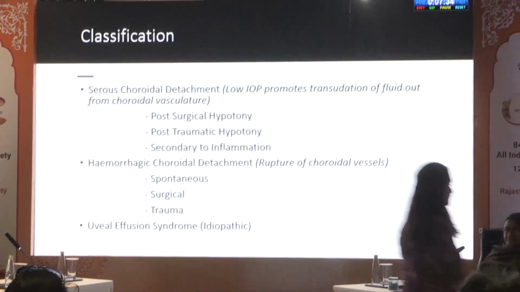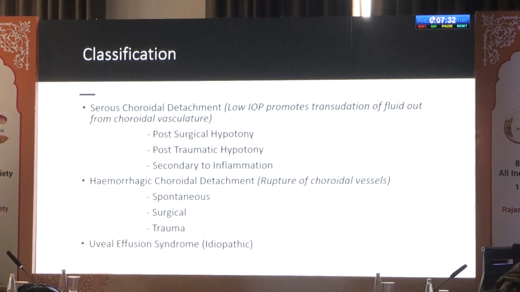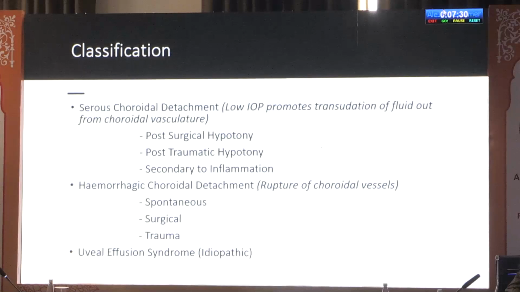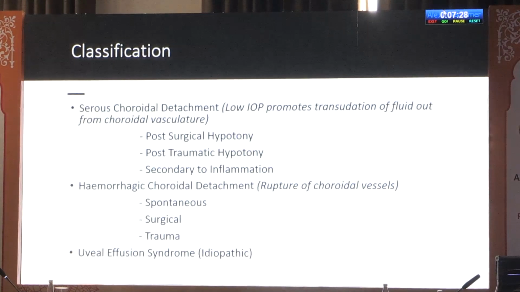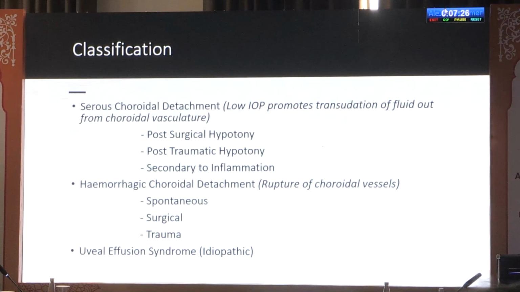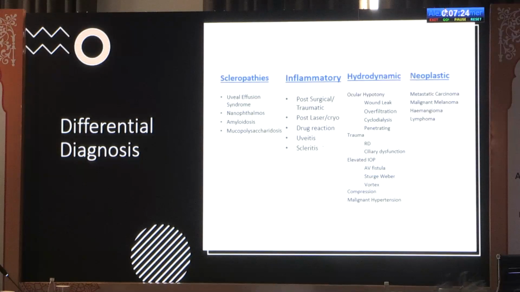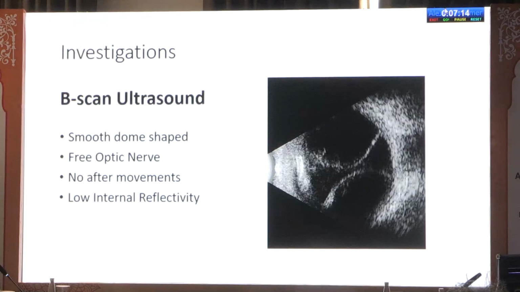It could be a hemorrhagic choroidal detachment due to rupture of the choroidal vessels, it could be spontaneous, it could be post-surgical, again post-traumatic, or it could be uveal effusion syndrome, which is idiopathic. So these are the various differential diagnoses. The choroidal detachments may be caused by scleropathies, they may be caused by inflammatory or hydrodynamic or neoplastic causes.